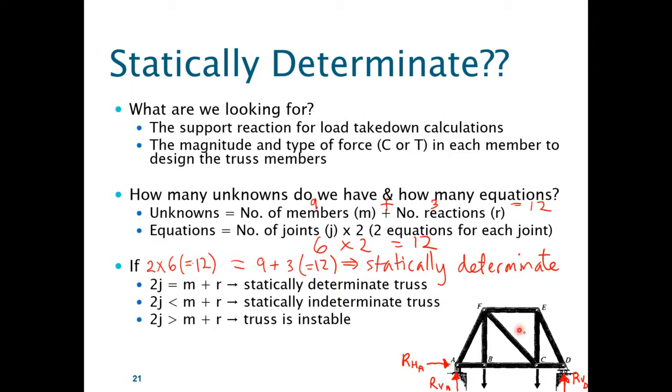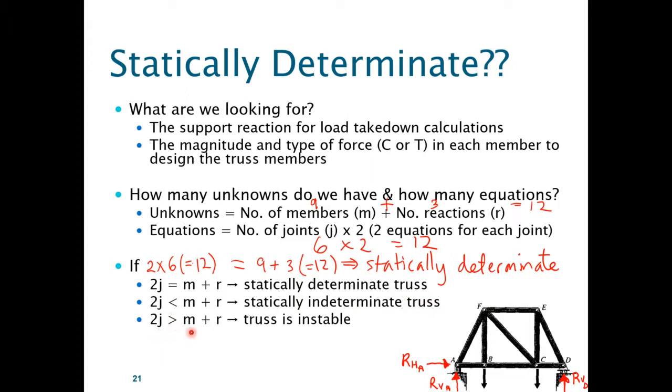In other words, we can't solve this by hand because there's too many unknowns in it. Okay, so the number of unknowns will be 13, and the number of equations we could generate will be 12. So there's more unknowns than equations, so therefore statically indeterminate truss. So we can't solve it by hand. Too many unknowns relative to the number of equations. That's fine. We could use computer models to solve that truss, for example.